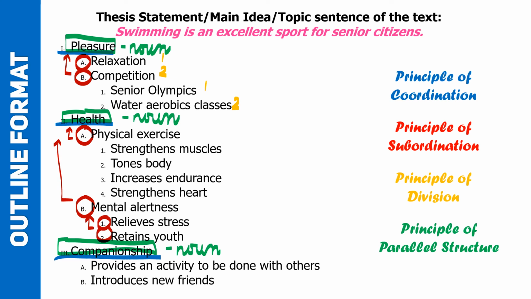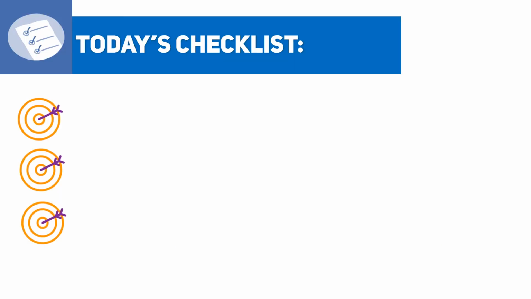We don't add here pleasure in its adjective form, like when we don't say pleasurable. Instead, we follow the same grammatical item to observe parallelism. Okay? So all in all, these principles constitute what we call an outline. And that's it. I guess we were able to complete our checklist.